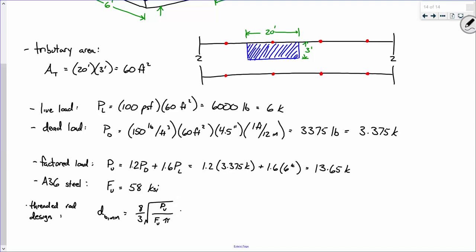Now again, I did not just make up that equation off the top of my head. That's just taking pi over 4 d squared, our nominal capacity, and just solving for d. That's it. So plug and chug. What's P_u? And notice how I've got that in kips, because the F_u that I'm using is 58 KSI. So plug and chug and tell me what that gives you.